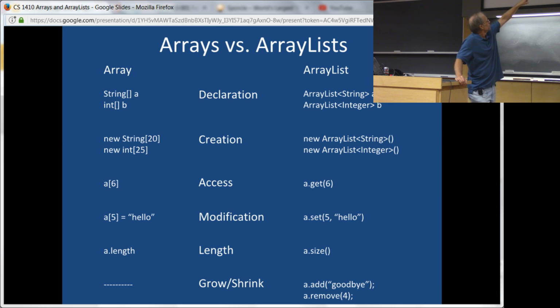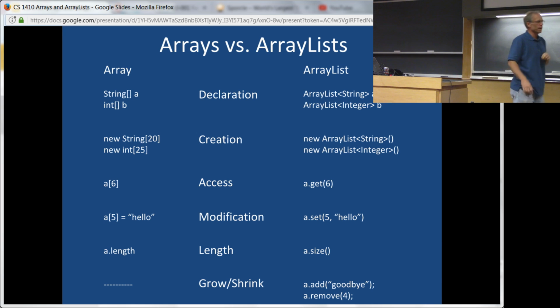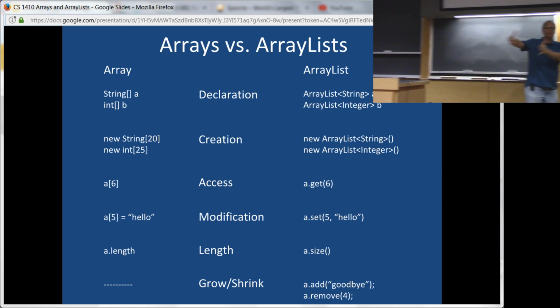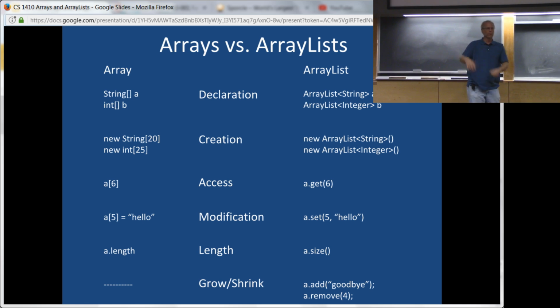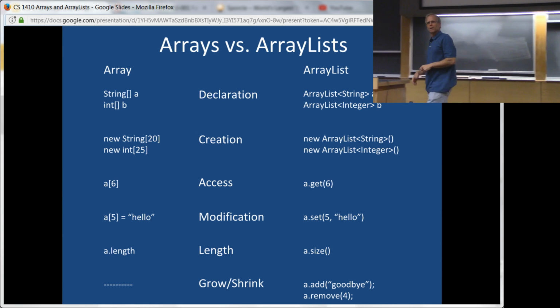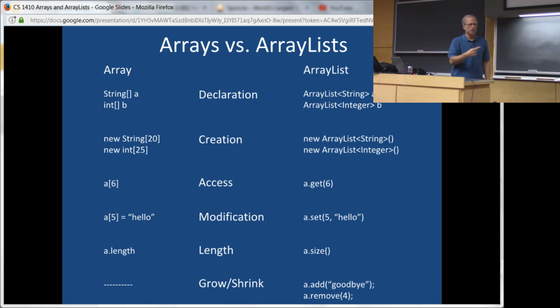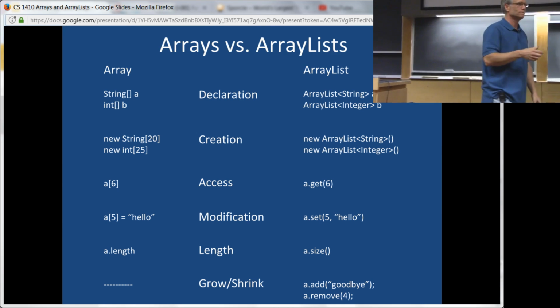To get something out, you say a.get and give an index. To change something, you call a.set. So there's a get method and a set method. There's a size method, which tells you how long it is. And then there are various ways to add and remove things. a.add adds something to the end of the array list. a.remove would remove something from index 4. These are less efficient than arrays, but much more useful because they dynamically size. You can grow and shrink them. Okay?